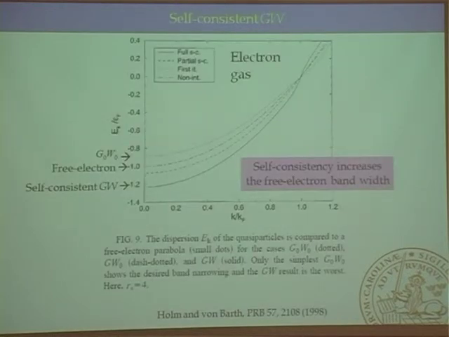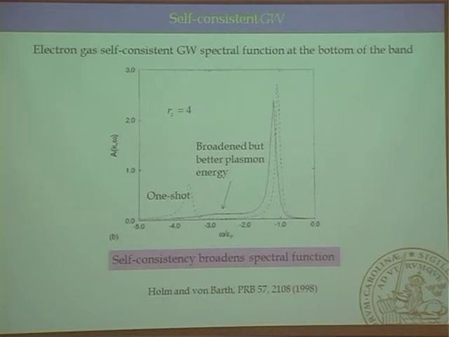So now I'm coming back to self-consistency. As I said before, self-consistent GW unfortunately gives not a good result here because it widens the bandwidth, whereas we know from experiment that it should narrow the bandwidth. So maybe we can try to understand a little bit why this is so.